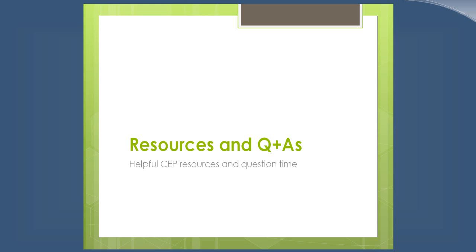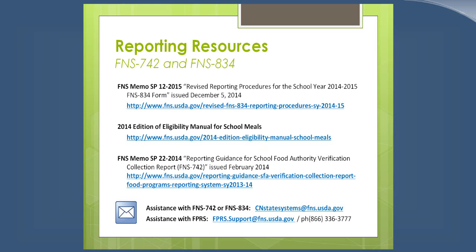Thanks, Ann. So before we move on to Q&As, let's take a look at the resources. As Ann mentioned, the reporting resources listed on this slide provide guidance on completing both the 742 and 834 forms. There are a couple of policy memos listed on this slide, and it's also discussed in the eligibility manual. You can also get help using the emails or toll-free number at the bottom of the slide. If you need help with the actual forms and the content, you can email the state systems email address you see there. If you need help with FIPPers, you can email the FIPPers address or call the toll-free number listed on the slide.